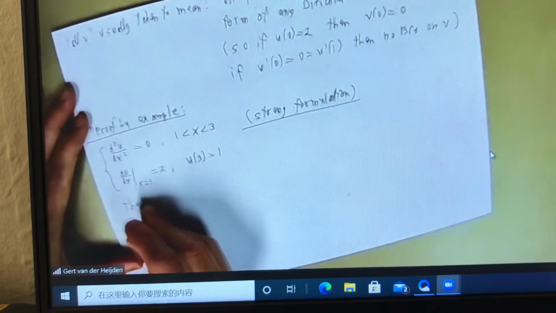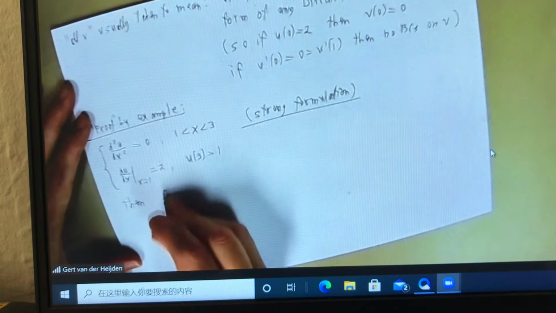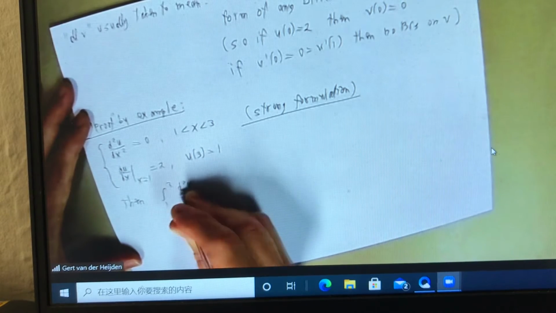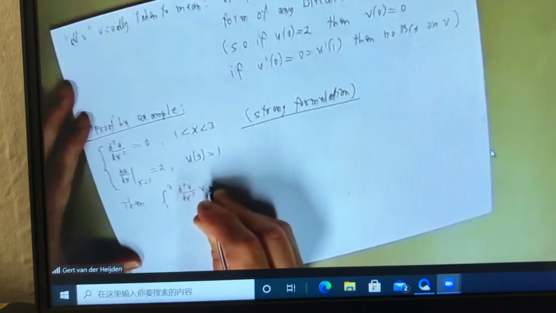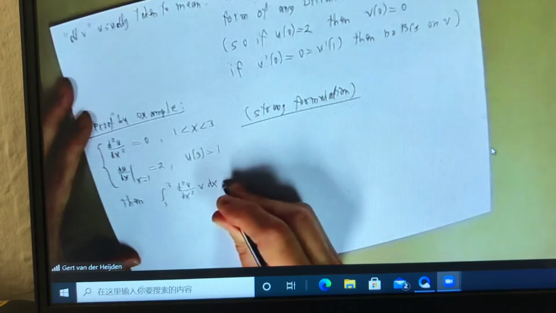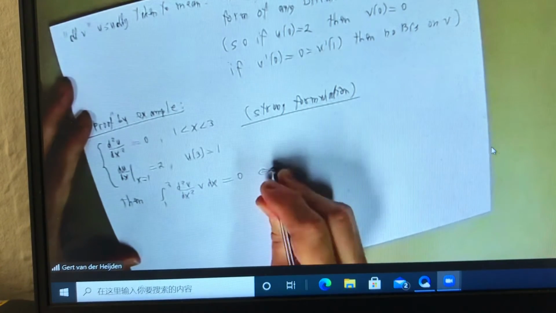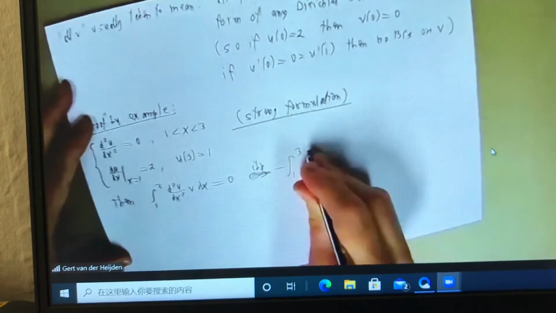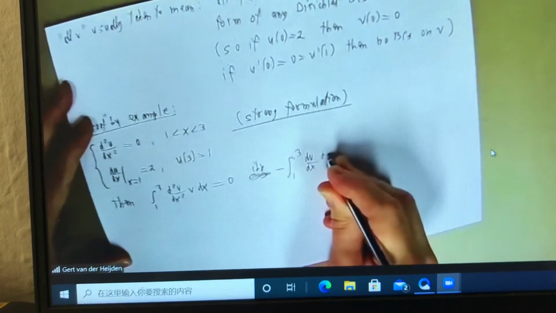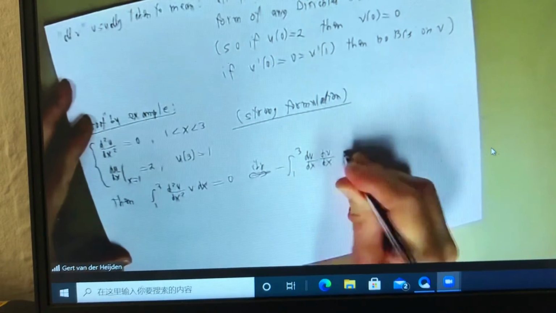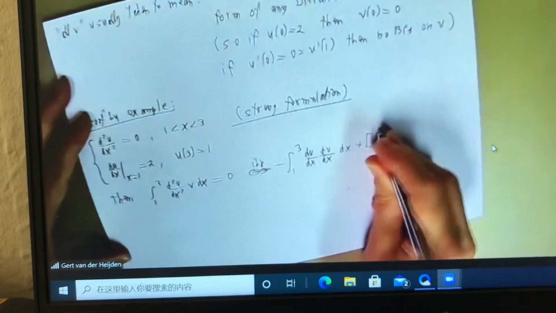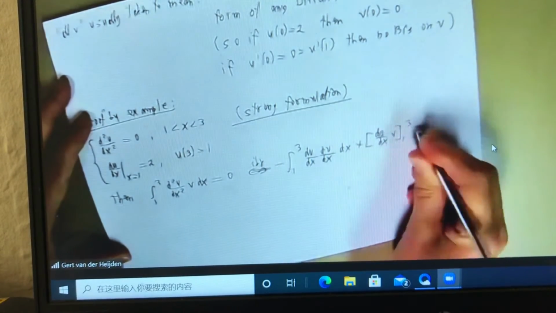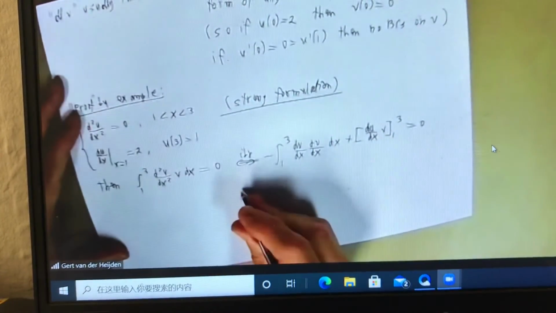So then by multiplying by an arbitrary test function and integrating over the interval, the left-hand side is now simply the second derivative of u times v, dx equals 0, and then we do integration by parts to get the integral from 1 to 3 of du/dx dv/dx, plus a boundary term, du/dx times v from 1 to 3, equals 0. And now we can apply the boundary conditions already.